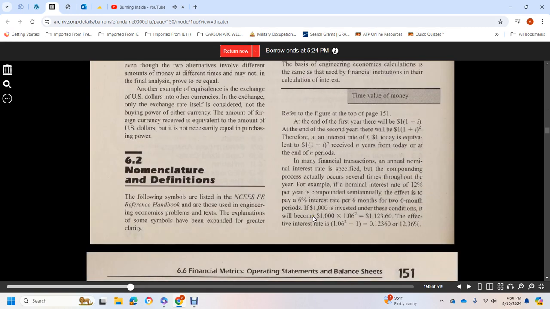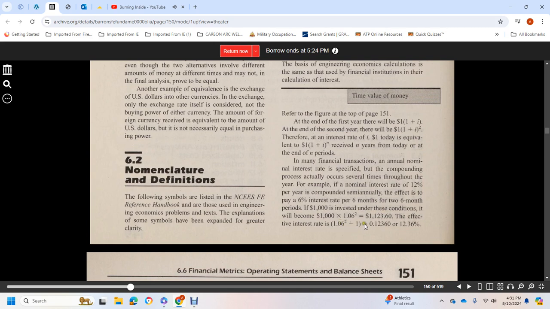In many financial transactions, annual nominal interest rates are specified with a compounding process, which occurs several times throughout the year. For example, a nominal interest rate of 12% per year compounded semi-annually has the effect of paying 6% interest per 6 months for two 6-month periods. If $1,000 is invested under these conditions, it will become 1,000 times 1.06 squared, or $1,123.60.